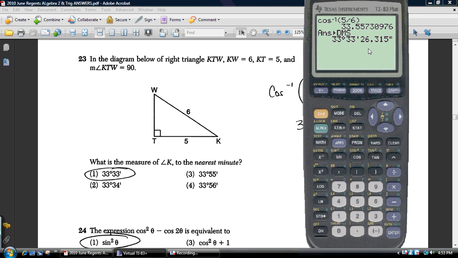These go in units of 60. Remember that if they ask you to round. So to the nearest minute, because this is 26, you round down. If it were anything above 30, you would be rounding up, and that would be 34, but it's 33.